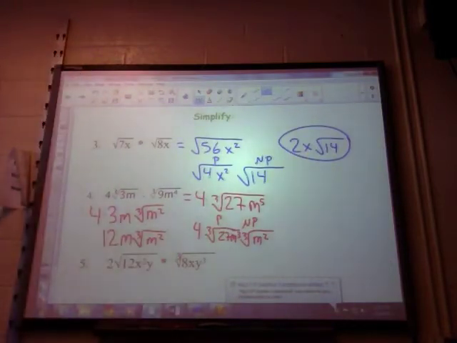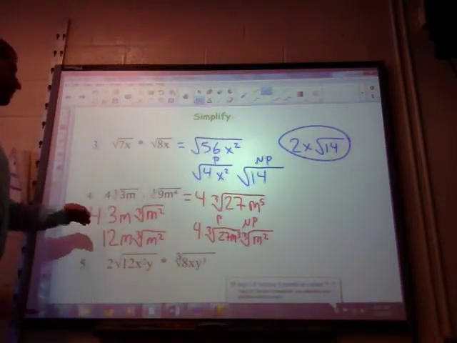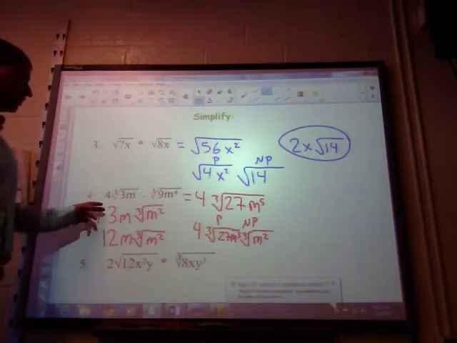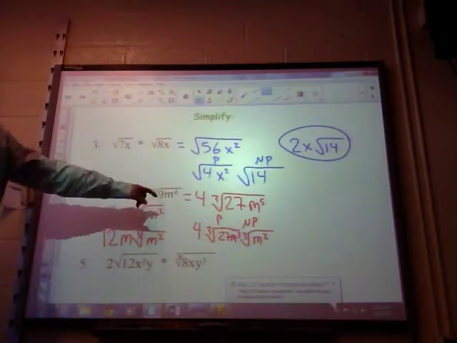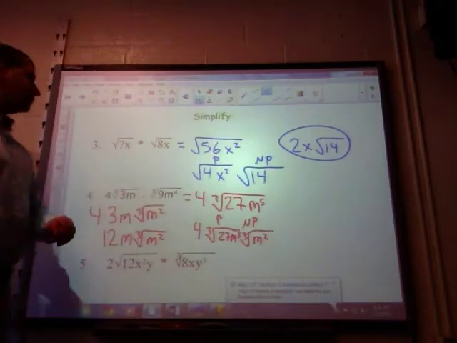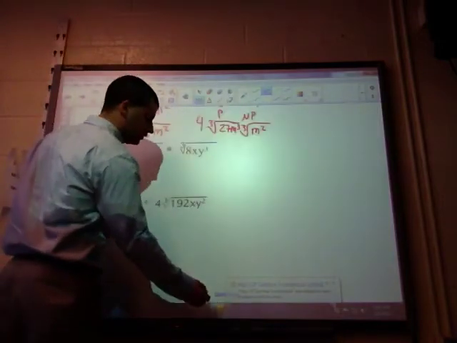So it's pretty simple. Leave what's on the outside if there's nothing to multiply with. If there is, multiply it together. Like if we had a number out here, we'd multiply it by 4. Multiply the radicands underneath, and then simplify the radical in the end. So let's do one more example, or two more examples for you.